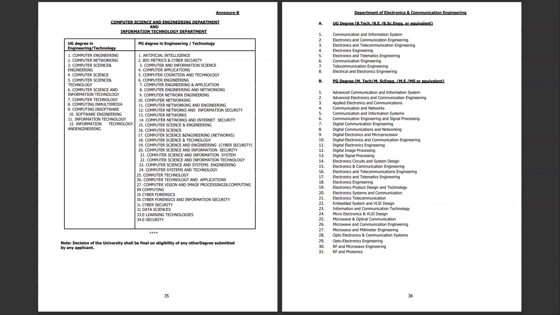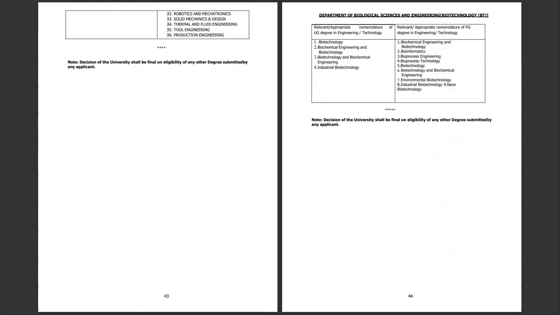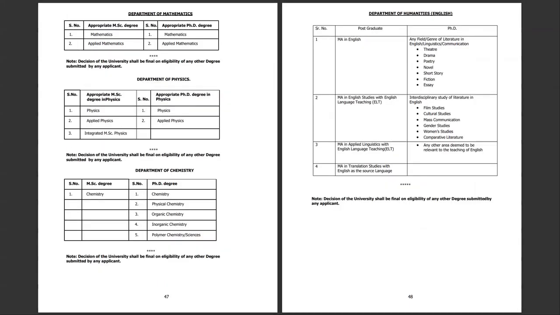So these are some undergraduate courses they have given. They consider UG degrees in engineering and technology, for example computer engineering, computer networking, computer science and engineering, and computer science and technology. So these are the subjects for the UG degree, and these are the subjects for the PG degree. Similarly, for other streams also, and for the Department of Humanities and basic sciences like mathematics, physics, and chemistry also.